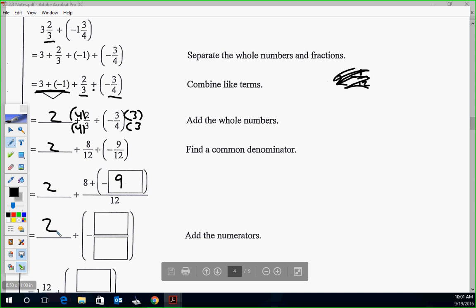Okay, so that gives me 2 and a negative 1 over 12. And so what we have to do is borrow from the 2. So we change the 2 to a 1 and 12 over 12. Do you see that? 1 plus 12 over 12 is 2. It's getting kind of crazy, right?